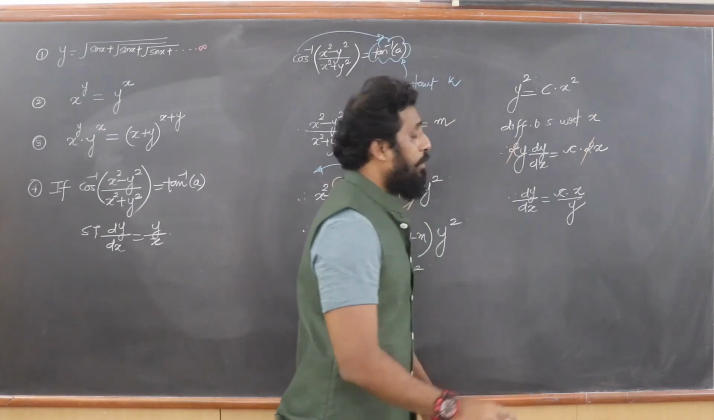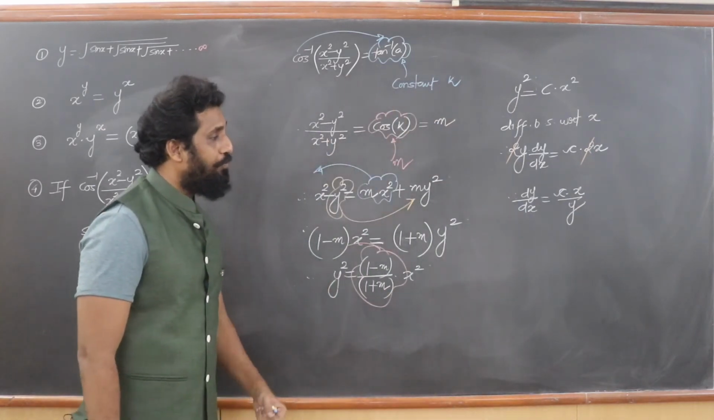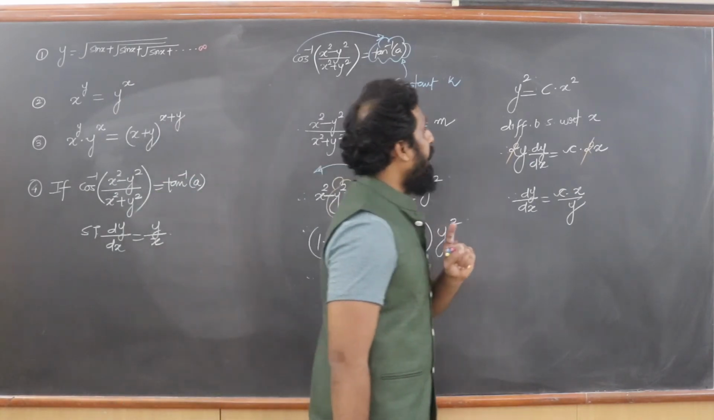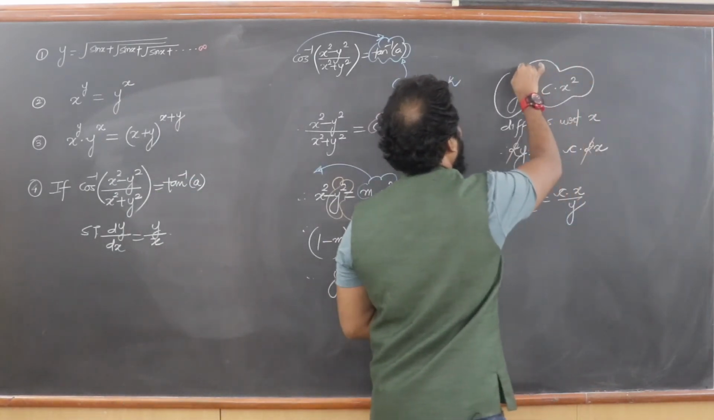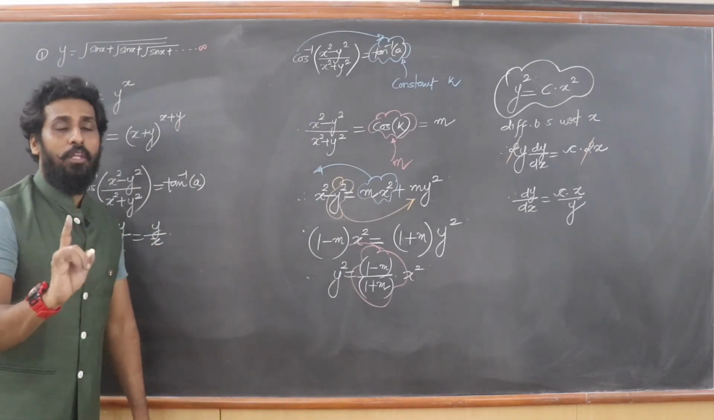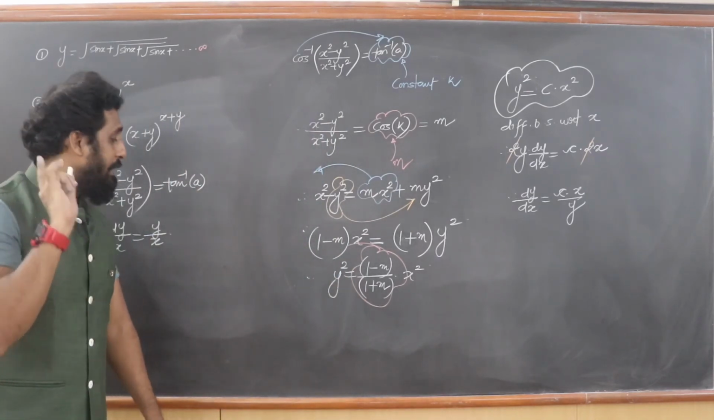Are you getting that part or not? So dy by dx is equal to c into x upon y. Now observe, this is very important. Look at this equation. This is very important stuff, people. Try and understand. Did you notice what the question was given to us?